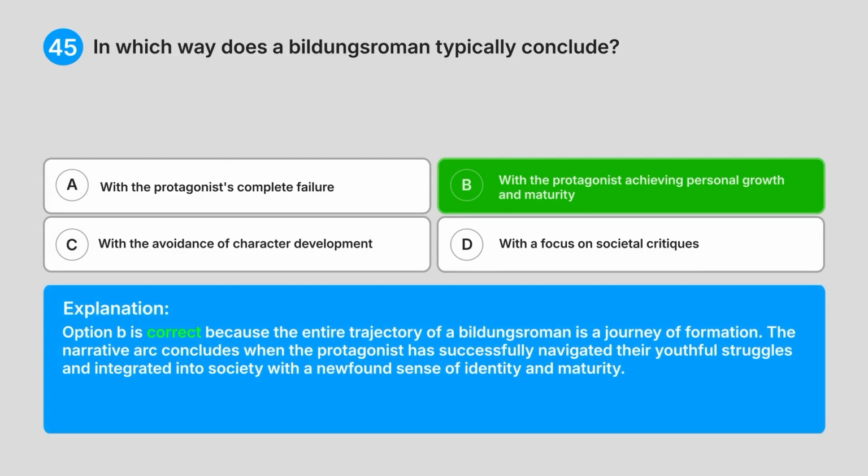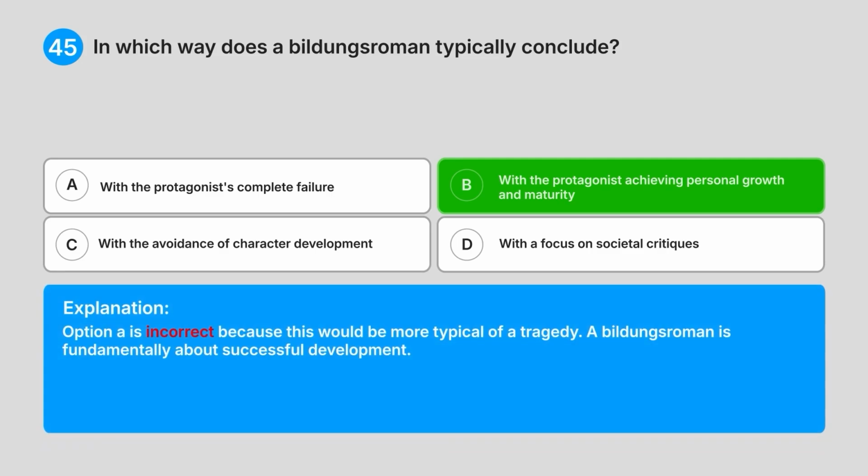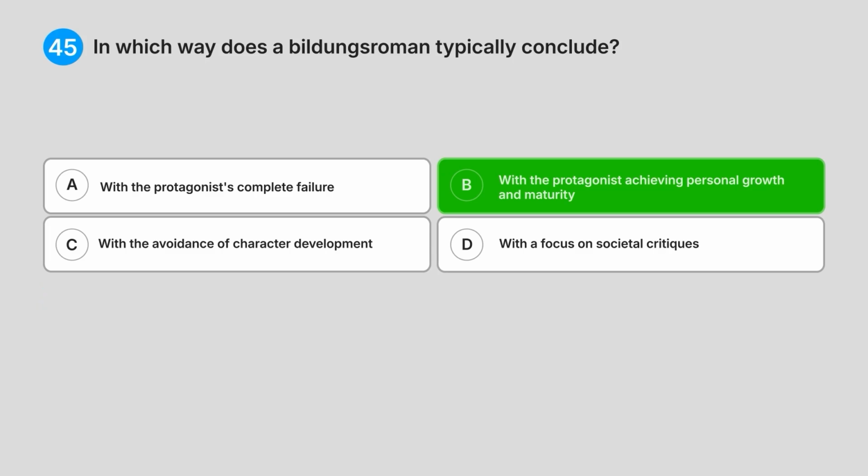Explanation. Option B is correct because the entire trajectory of a Bildungsroman is a journey of formation. The narrative arc concludes when the protagonist has successfully navigated their youthful struggles and integrated into society with a newfound sense of identity and maturity. Option A is incorrect because this would be more typical of a tragedy. A Bildungsroman is fundamentally about successful development.